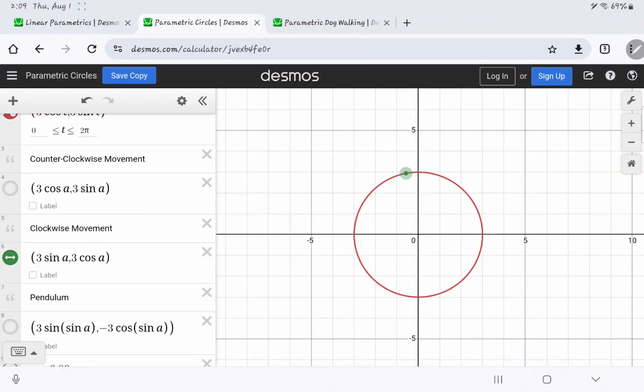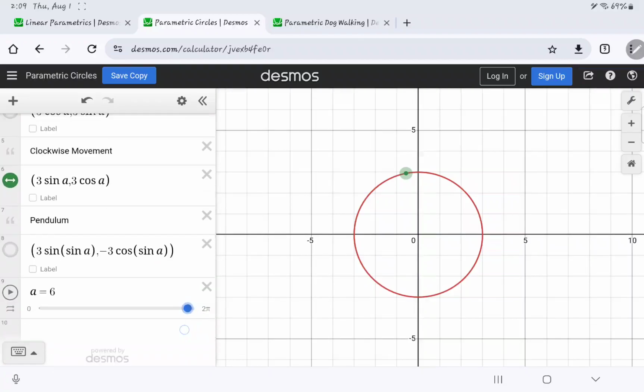So if we're doing this green curve, now instead of moving counterclockwise, I want to move clockwise. So we'll go ahead and play that one. Start back here at 0. Notice this one now is going clockwise, but that's not the only change, right? This one also started at the top of the circle instead of the right side of the circle.